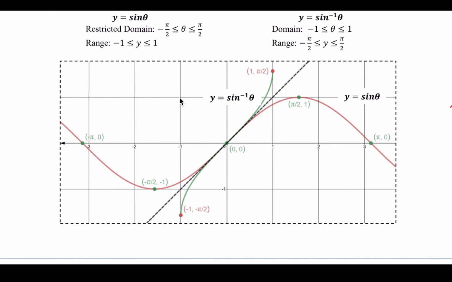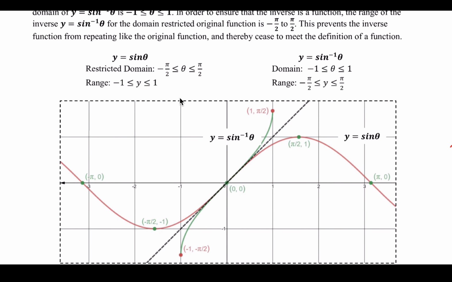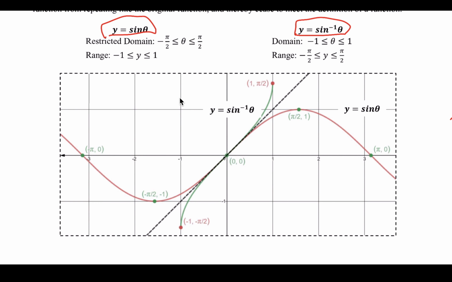But now remember, we want the inverse of y equals sine theta to also be a function. I want this also to be a function, okay? And when I take the inverse, you learned this a long time ago, the inverse is a reflection across the line y equals x. So this line right here is y equals x, okay? So the green curve here is the inverse function for y equals sine theta.